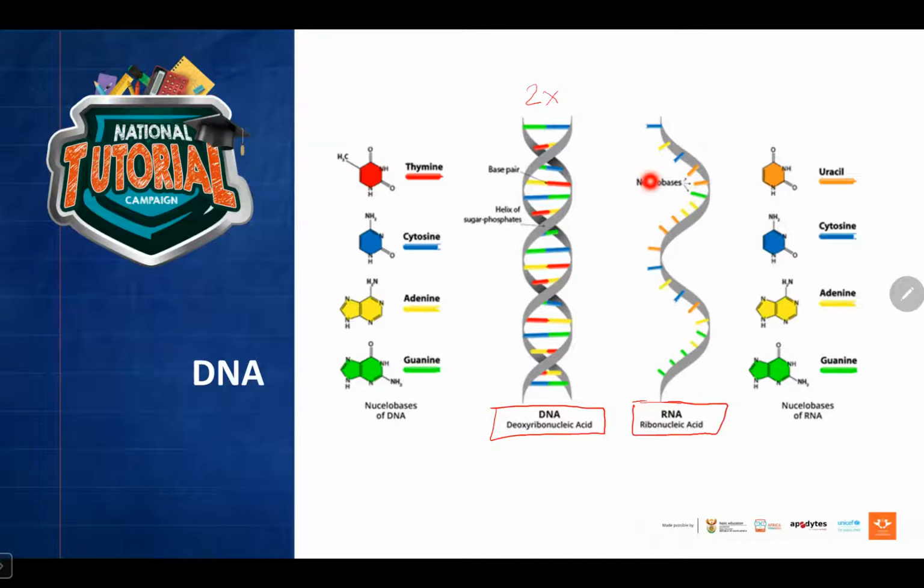There's our first difference. Our second difference in DNA is the nucleic bases. So we can see DNA is primarily made up of these four bases: thymine, cytosine, adenine, and guanine, where RNA is built up of these four bases: uracil, cytosine, adenine, guanine. Spot the difference. RNA molecule has uracil and a DNA molecule has thymine.